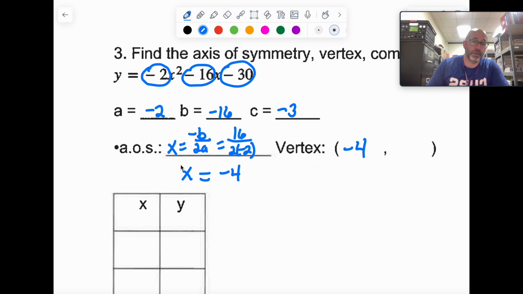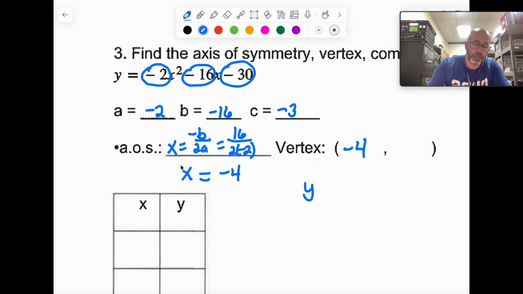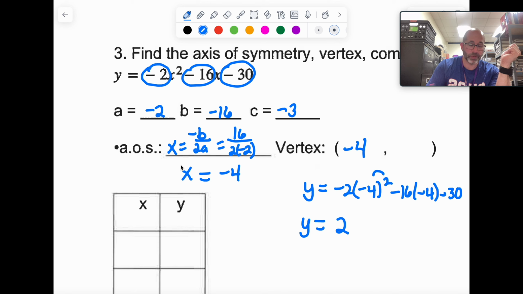Let's find that y value there. Again, we're going to take that x value and plug it in for each of the x's here, and we're going to see what we get for y. So that means y is equal to -2 times (-4) squared minus 16 times (-4) minus 30. It's really important that when you're doing substitution and you have negatives, you always use parentheses, so that the square gets applied to the negative that's taking place there. Okay. Throw this in our calculator, simplify. We end up with a +2 for the y value. So your vertex is at (-4, 2).